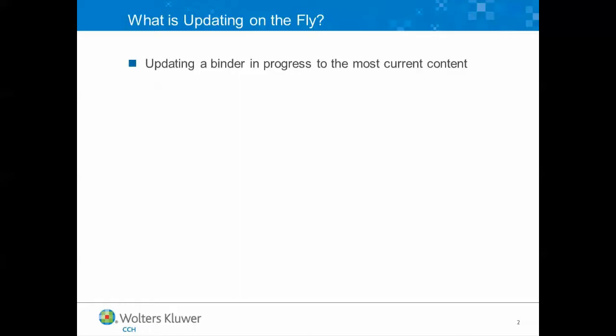Updating on the fly means that I can roll forward the binder at any point in time, start my work, and update to the latest version when a new content package is released. The benefit is that I can start my planning at any point in time and update later if I need to.